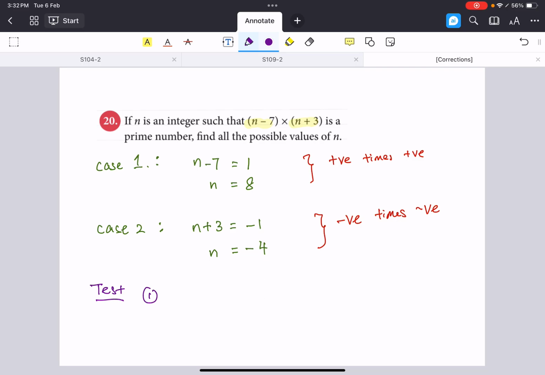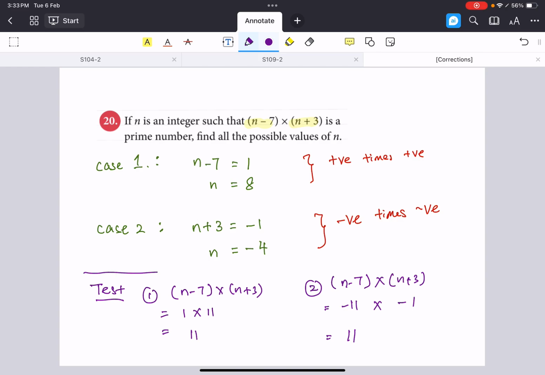Case 1, we have n minus 7 times n plus 3. Actually n is 8, so this is 1 times 11, 11, right? Case 2, we have n minus 7 times n plus 3. So n is negative 4, so this is actually negative 11 times negative 1, which gives us 11. So all good, right? All good. Okay, so therefore the answer is 8 and negative 4.